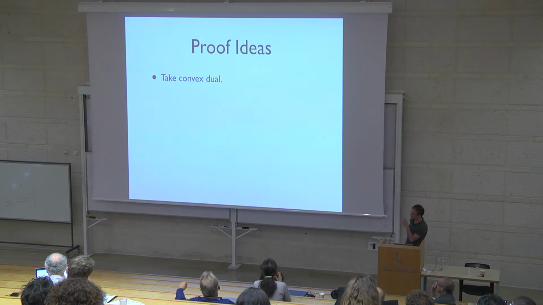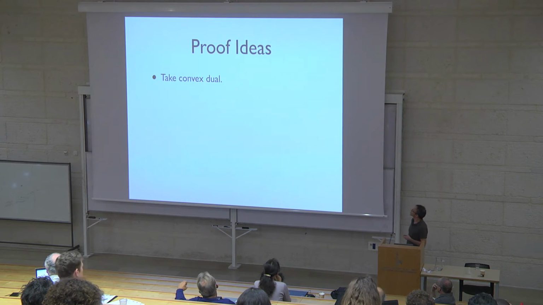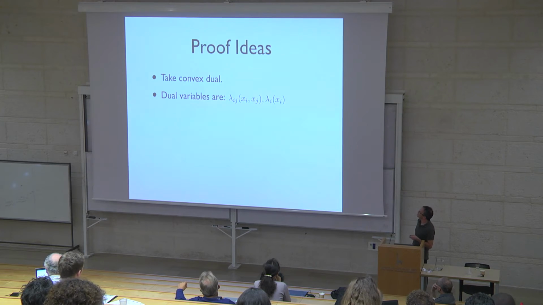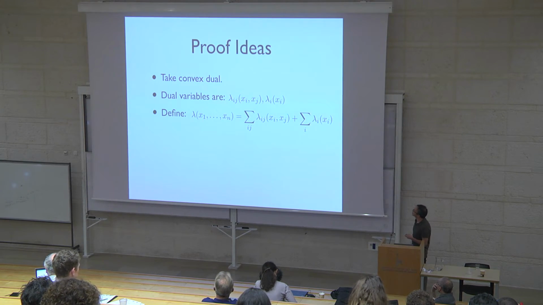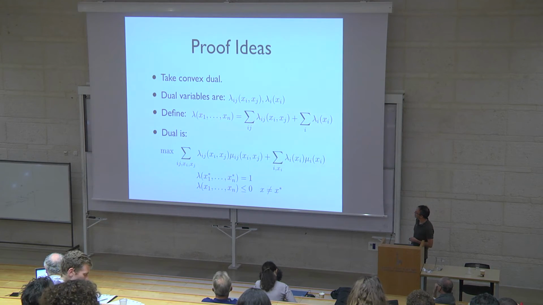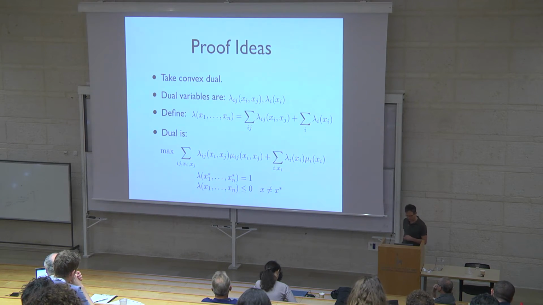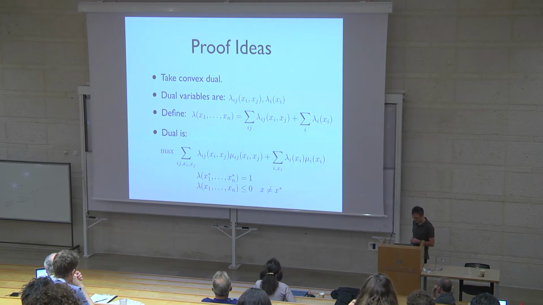So you can turn this problem of minimum probability into first a linear program, and then we can take the convex dual of that. The dual variables turn out to be very similar to these pairwise tables that we had, but without any constraint of non-negativity or anything like that. Now, if you define lambda x1 to xn to be this function, then the dual is this thing. So it's again a linear program, but with an exponential number of constraints.